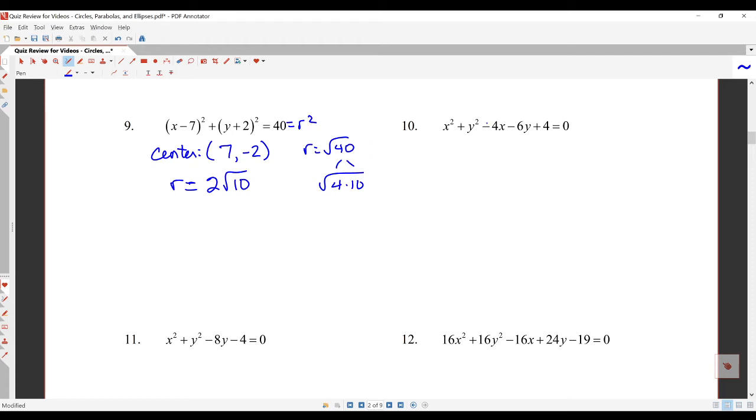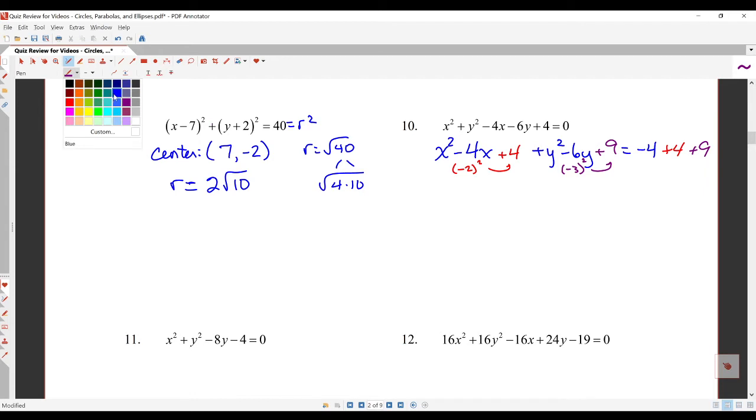When we get to 10 through 12, we need to, first of all, arrange our terms, put our constant on the other side, and we're going to have to complete the square twice. So I'm going to go x squared minus 4x, leave a space, plus y squared minus 6y, leave a space, move the -4 to the other side. Then I take half of -4, square it, gives me a plus 4, and I'm going to add 4 on the other side. And then half of 6 is 3, squared is plus 9, and we'll add 9 on the other side.